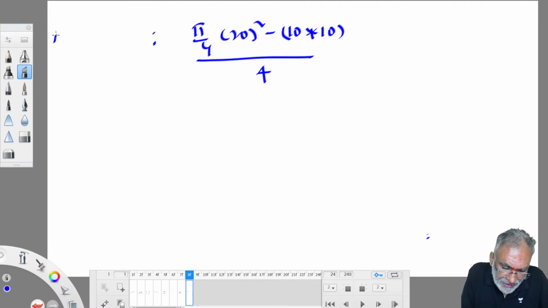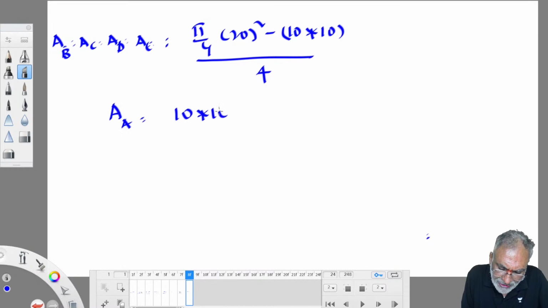This is for all stations lying on the circumference. For the central station, this is AB, no? AB is equal to AC is equal to AD is equal to AE. So all of them lying on the periphery, all peripheral stations, will get this much area. And the central station is 10 into 10, 10 kilometers square.